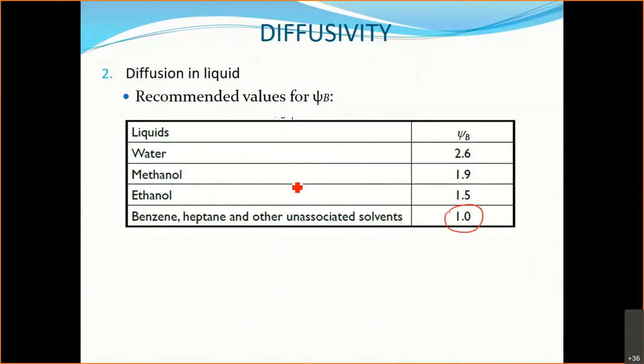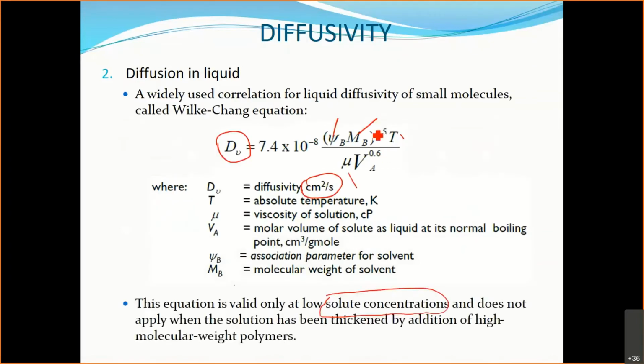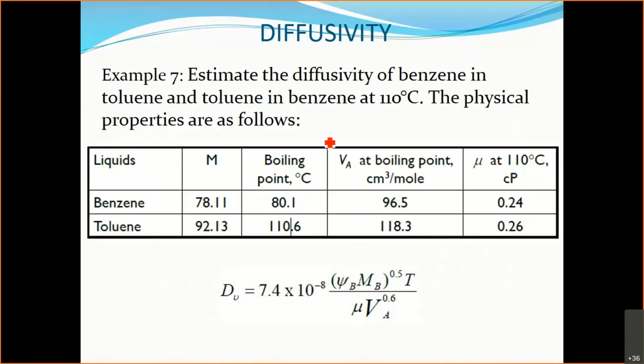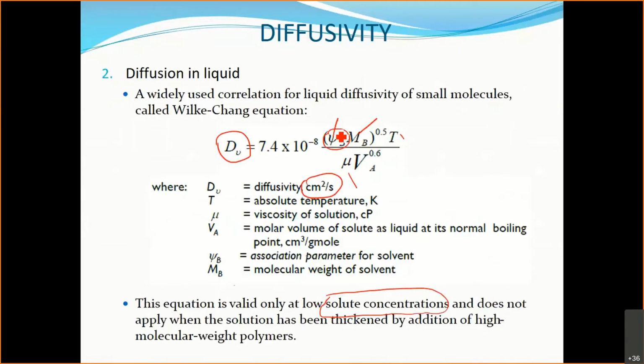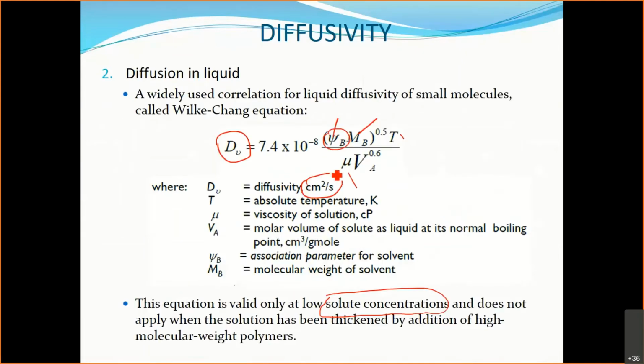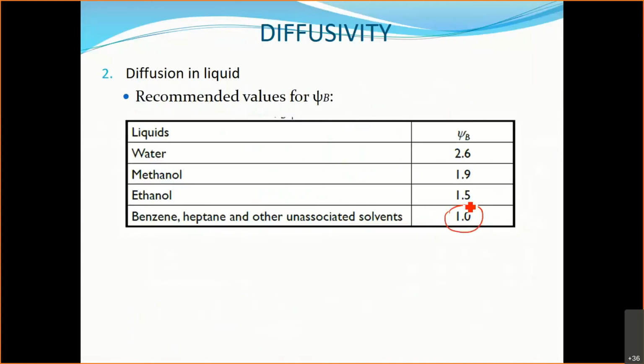So how do you decide which value you want to use? It depends on your system. What component B do you have? If your component B here is water, then just use the value of 2.6. For methanol it is going to be 1.9, and for ethanol it is going to be 1.5. And benzene and other unassociated solvent is going to be equal to 1.